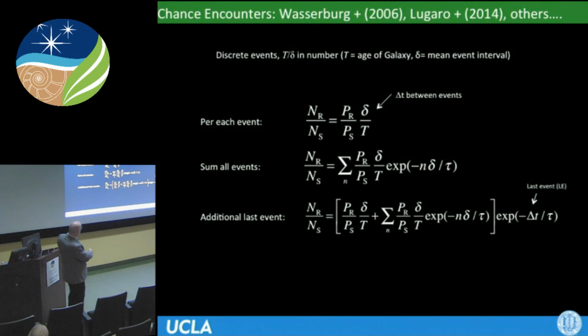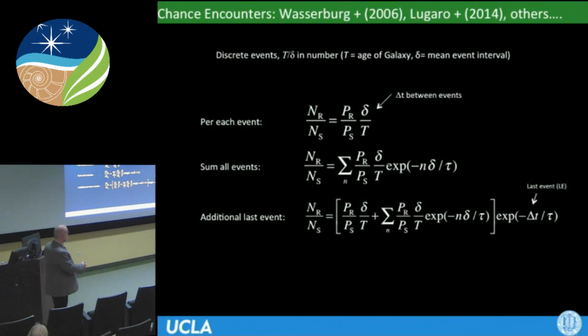So we can say that the amount of radioisotope relative to its stable partner is the production ratio. For a single event, it's going to be normalized by the delta T between events divided by the total age of the galaxy. All right? And then if you want to sum up all the events, you make a sum over those events, n events, but you have to take into account radioactive decay.